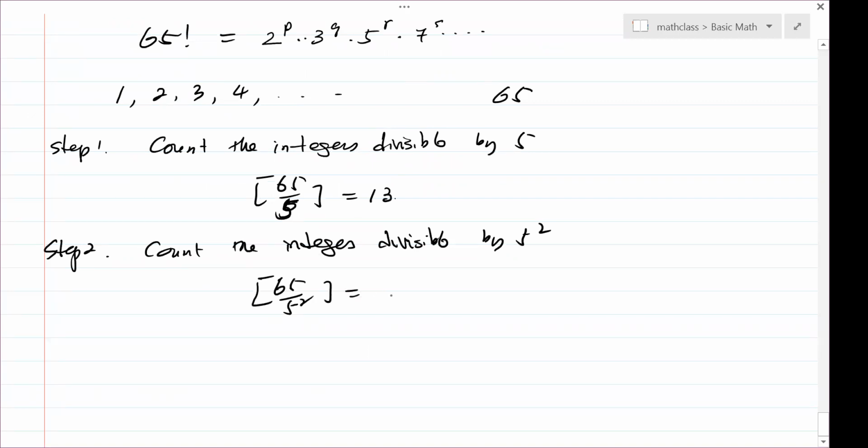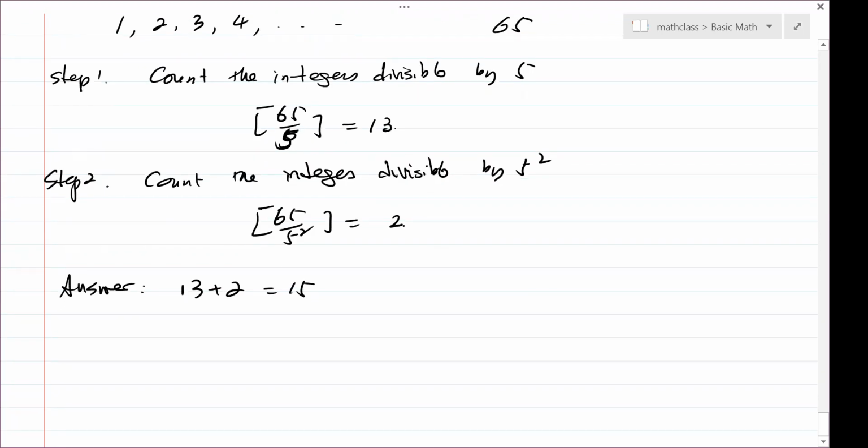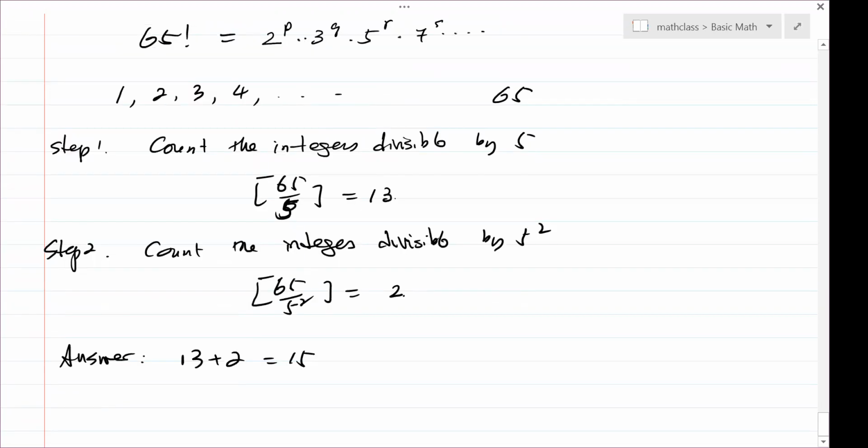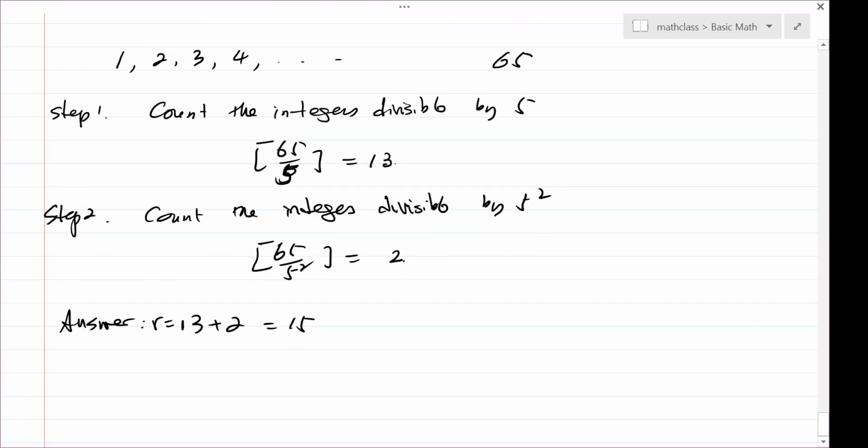Actually there will be 2. 65 divided by 25 is 2 point something, and that's the integer part. So actually 25 and 50, those two contain another factor. So the answer is 13 plus 2, it's 15. So my value r equals 15. There are lots of factors there.